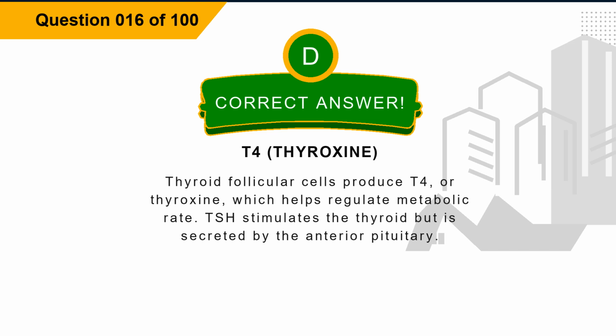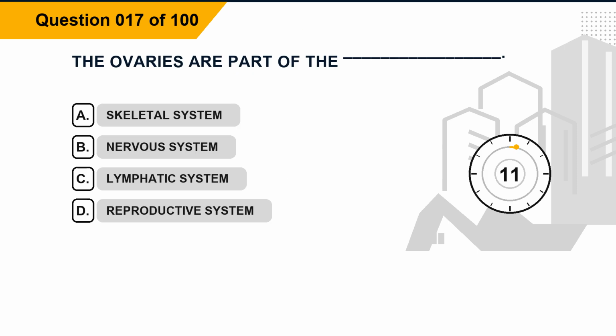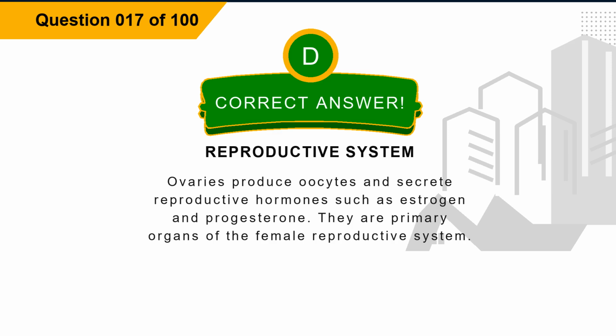Explanation. Thyroid follicular cells produce T4, or thyroxine, which helps regulate metabolic rate. TSH stimulates the thyroid but is secreted by the anterior pituitary. Question 17. The ovaries are part of the blank. Option A, skeletal system. Option B, nervous system. Option C, lymphatic system. Option D, reproductive system. The correct answer is option D, reproductive system.